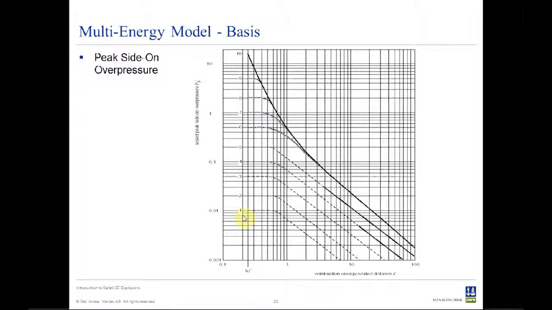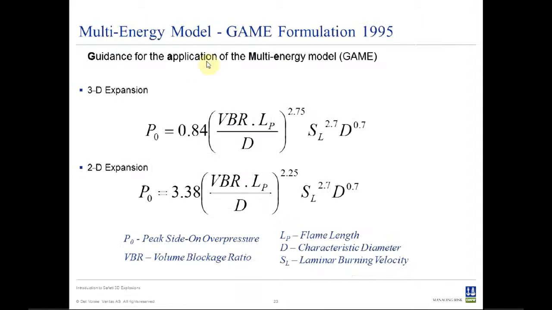In FAST, these numbers from 1 to 10 are inputs to the TNO multi-energy explosion model. In Safeti, there's further support for determining which blast strength should be used, and that comes from the 1995 work, the GAME formulation. So here we see a correlation that links the volume blockage ratio of the obstruction, the flame path length, the typical diameter of the objects in the obstruction, and the laminar burning speed of the material. So when a blast wave can expand through 3 dimensions, we use this form of the equation, and through 2D expansion, we use this form.